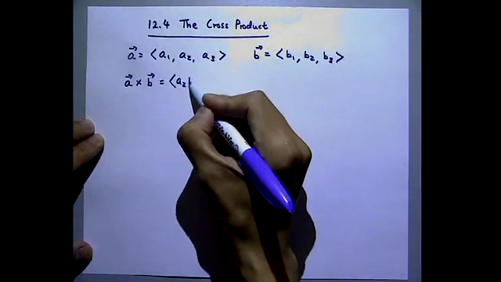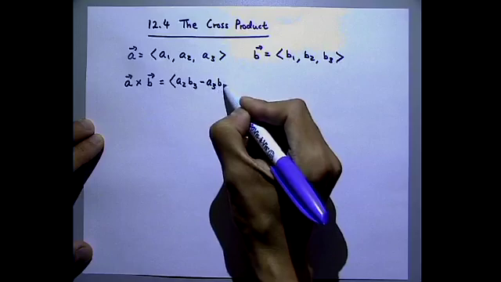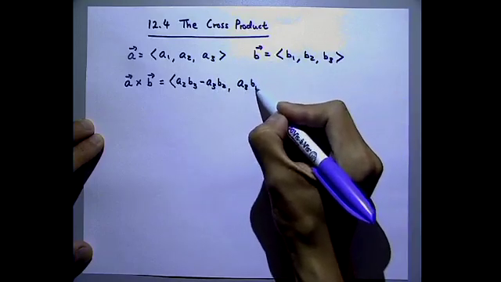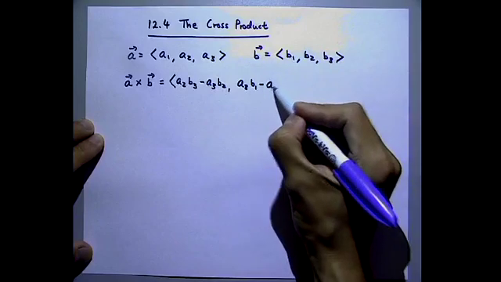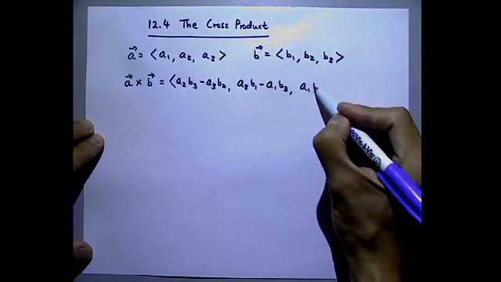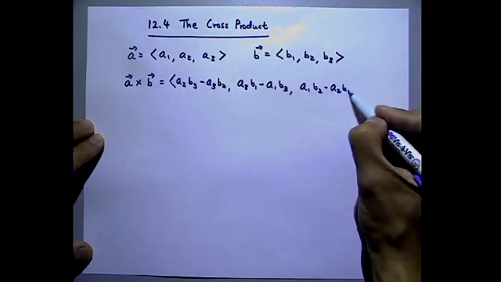So it looks like this: A2B3 minus A3B2, A3B1 minus A1B3, and A1B2 minus A2B1.